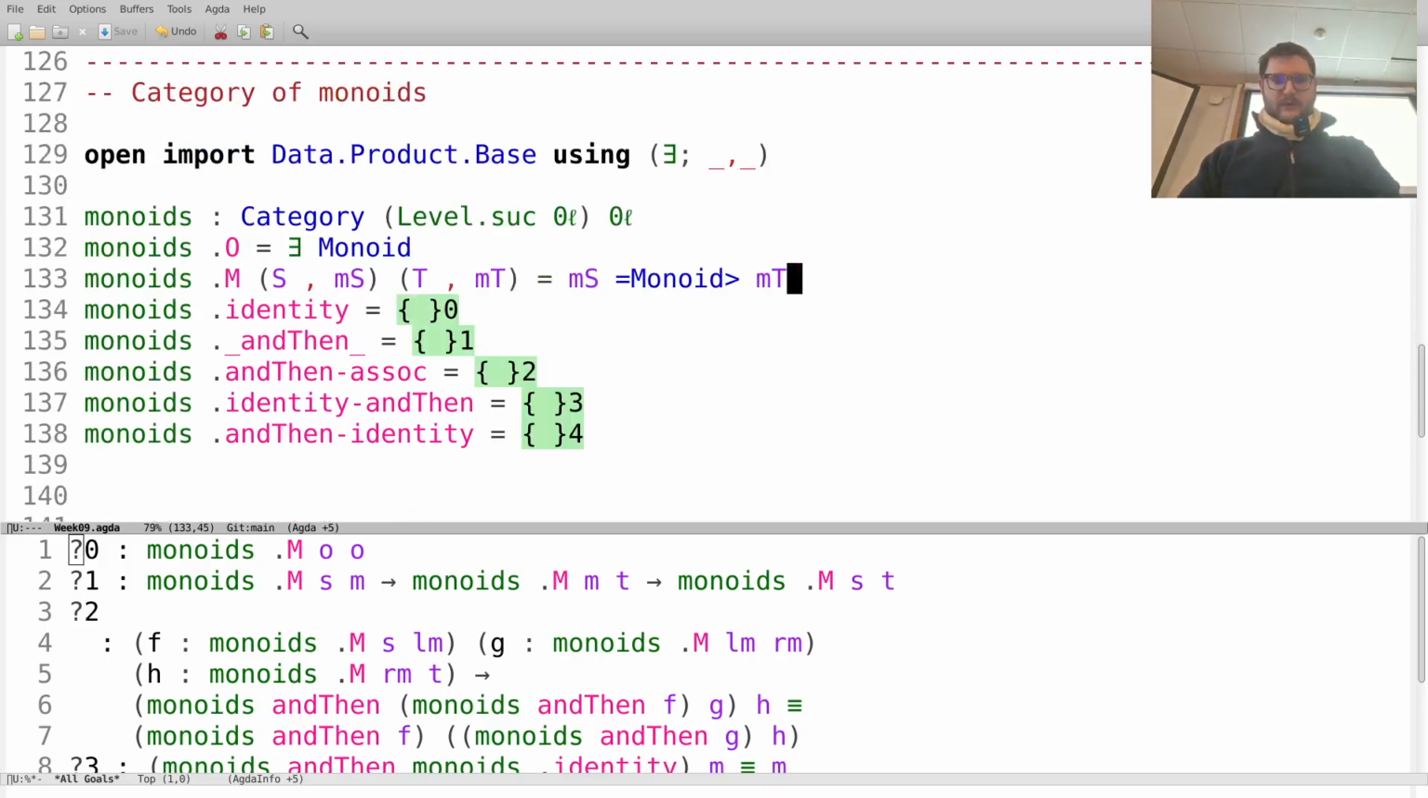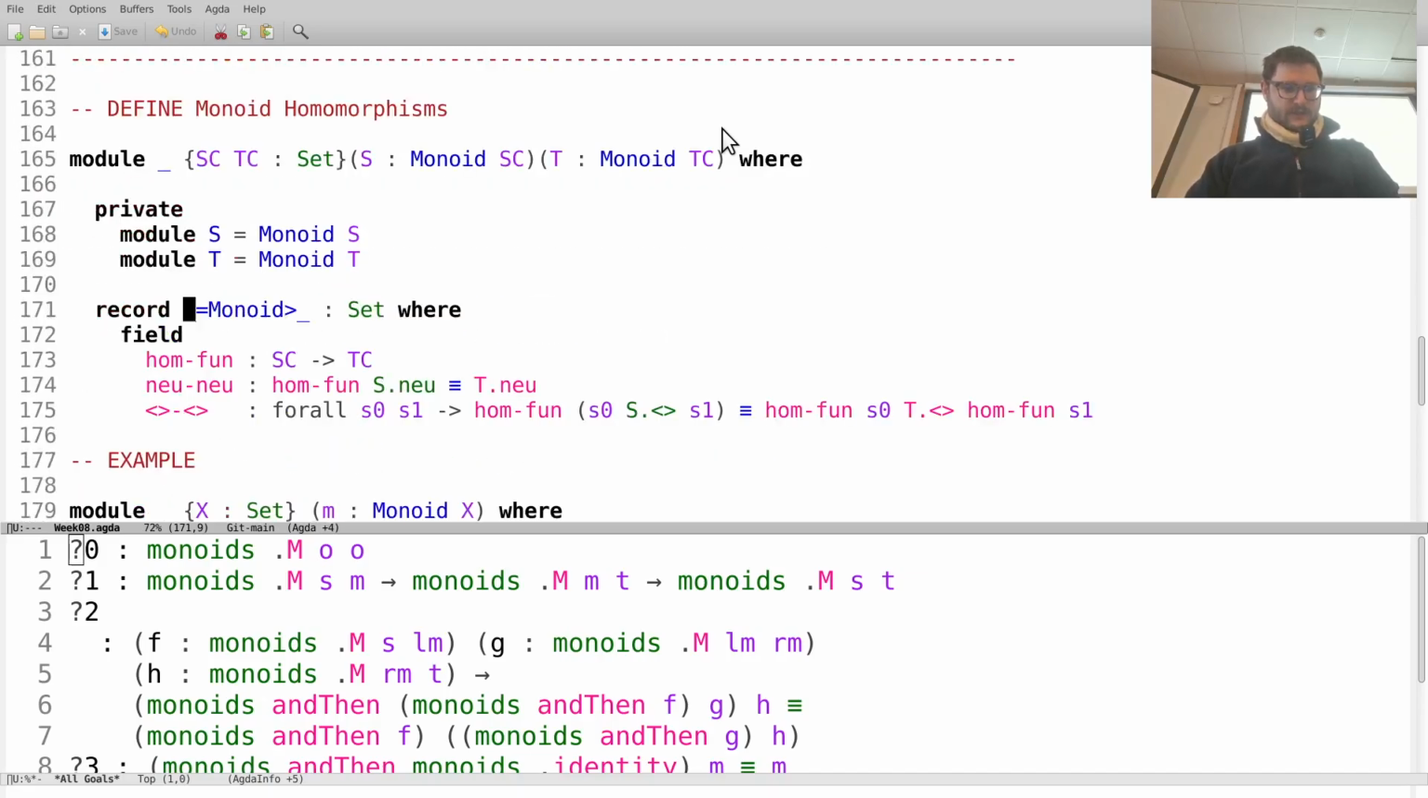I can't remember what we did last week on these monoids with the monoid maps.